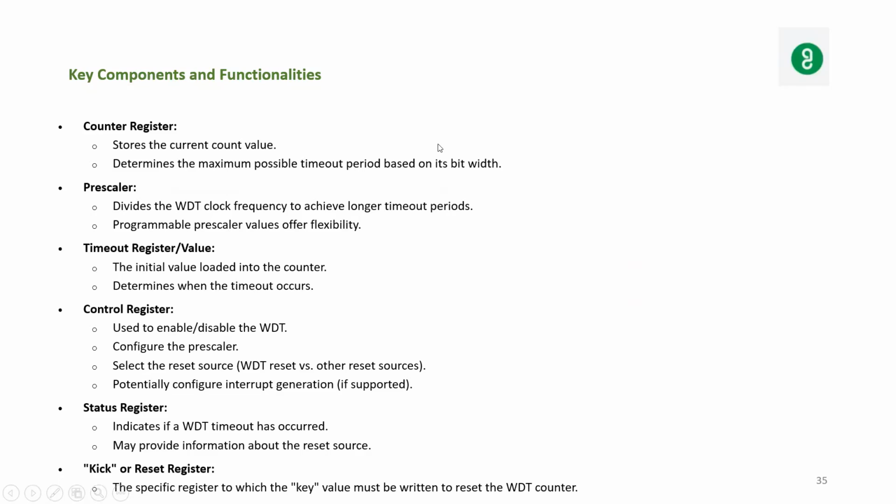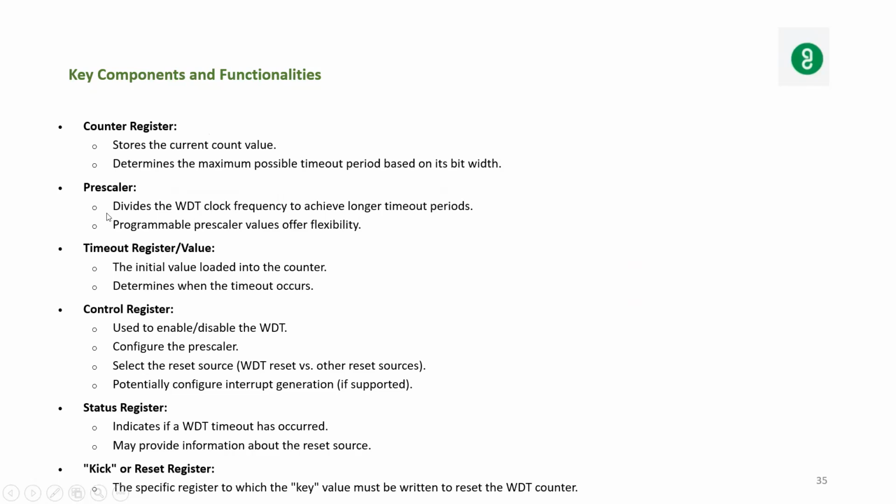The key components and functionalities are, first, counter registers. It stores the count of the events that occurred. That count is stored in the count register. Then the maximum possible timeout period is based on its bit width.